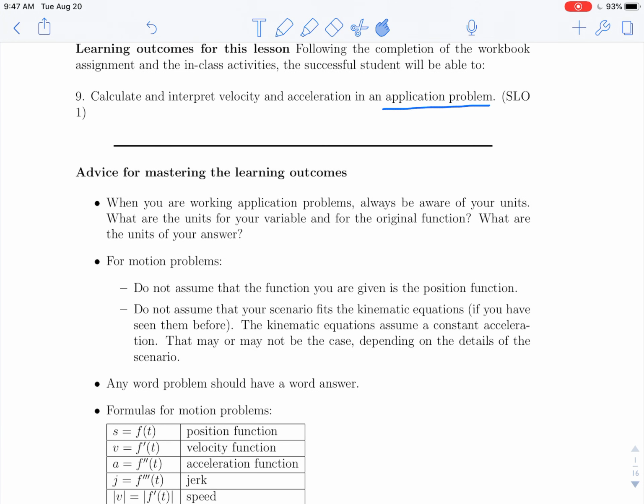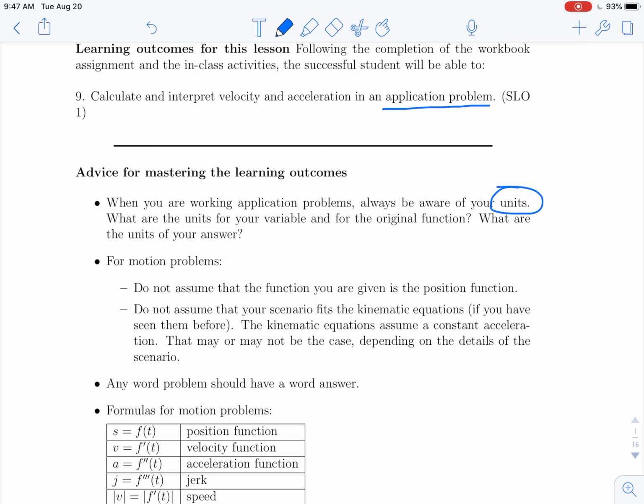Advice for mastering the learning outcomes. First point, when you are working with application problems, always be aware of your units. What are the units for your variable and for the original function? What are the units for your answer? So always be aware of units.